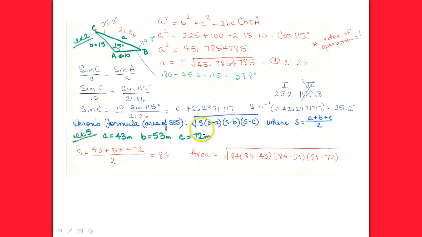Because my formula says S, so 84, times S minus A, so 84 minus whatever our first side was over here, 43. So 84 minus 43. S minus B, so 84 minus B, which was 53. That was our second side. And then S minus C, and so C was our third side. It was 72. And then we can just throw that into our calculator. Because it's an area, we're going to give units squared. So meters, inches, centimeters, feet, whatever it happens to be you're working with, it's going to be a square unit.